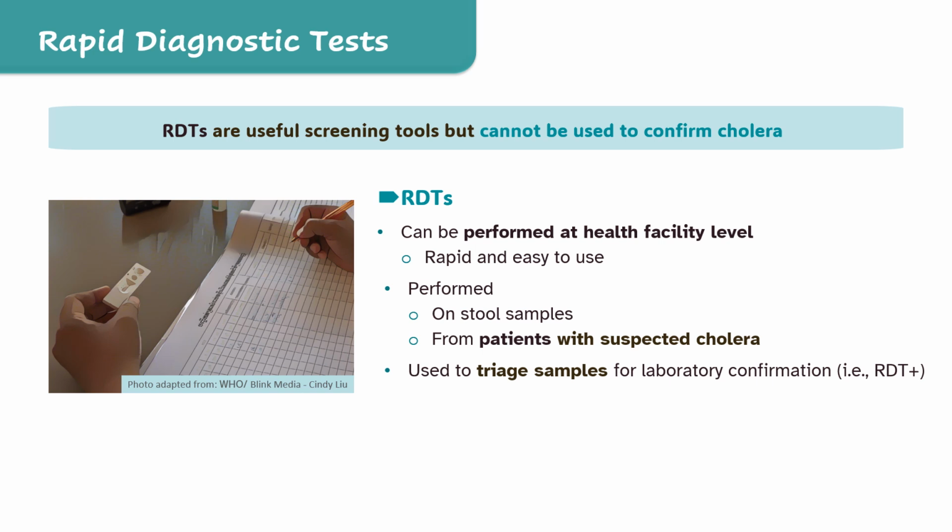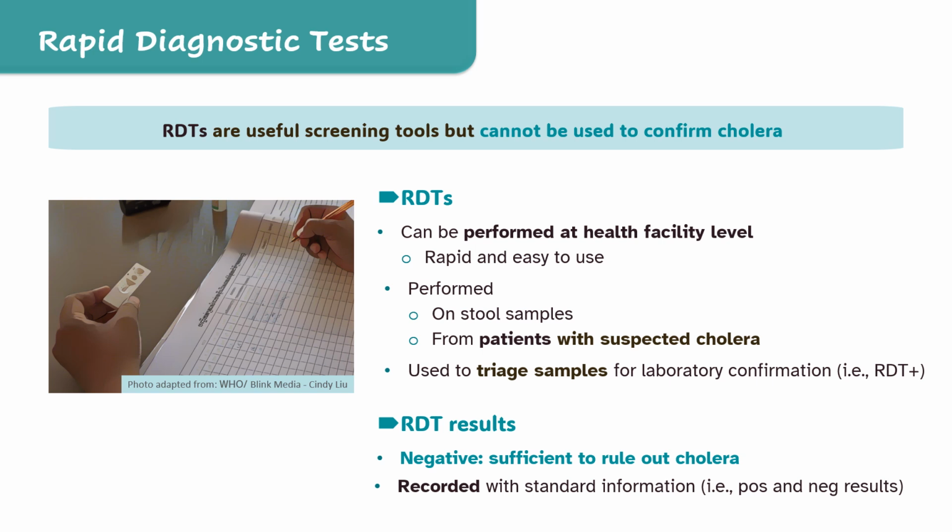RDT are used to triage samples to be sent for laboratory confirmation, namely those tested positive by RDT. If a cholera RDT is negative, cholera can be ruled out, and there is no need to send the sample for laboratory confirmation. All RDT results, positive or negative, are recorded as part of the standard information collected on patients with suspected cholera and should be reported. You will learn where to access information on how to perform RDT in Module 6.